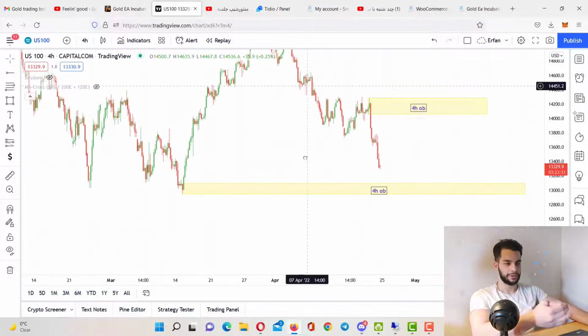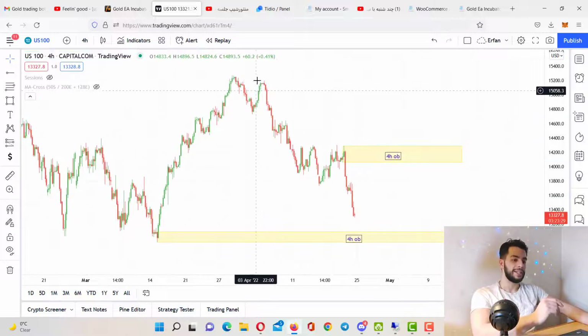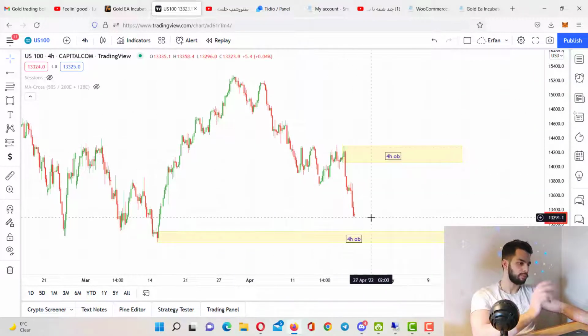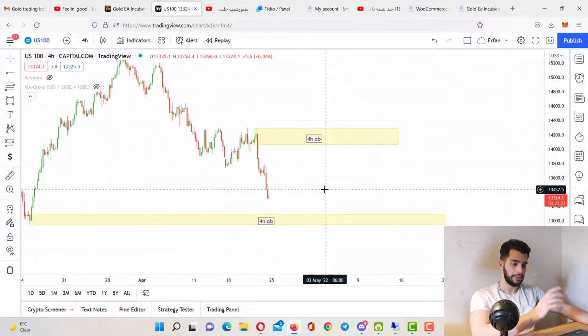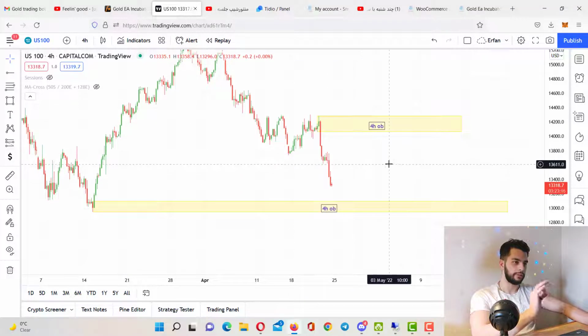But as far as I know, and as far as I can see, it's been going downwards, creating lower lows and lower highs and breaking structures like crazy and filling all these gaps from here, and these ones should be filled in very, very soon.